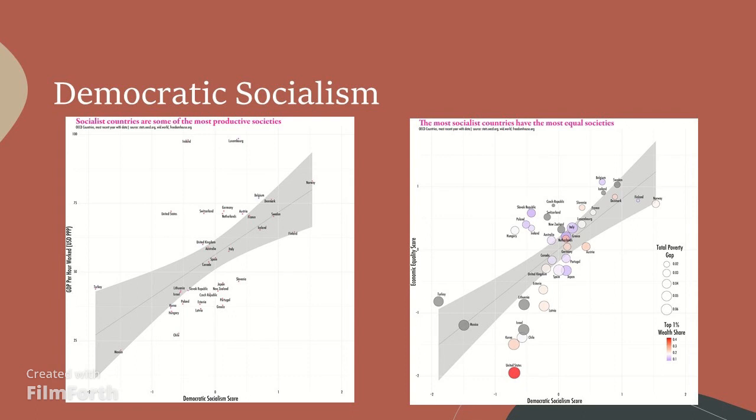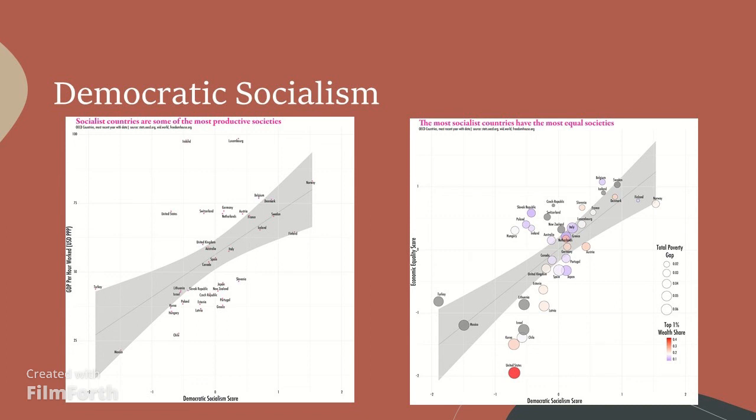Now, just to give you some evidence as to how these things have been working out, we've got some graphs here. The first one on the left says that socialist countries are some of the most productive societies, and that is true. On the left here, it's GDP per hour worked, and these are all the different democratic socialism scores. And as you can see, democratic socialist countries are way on the right, which is a good thing. They're getting a lot of production out of their workers, and they're using these socialist policies.